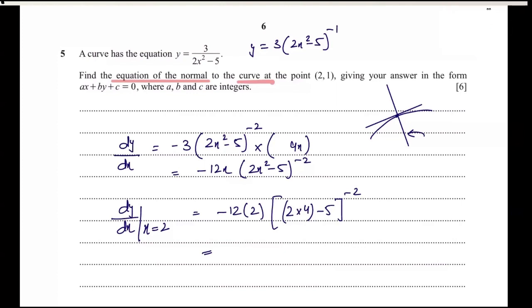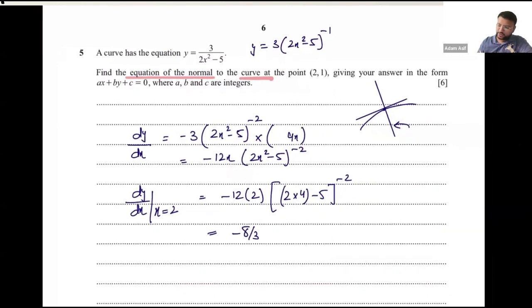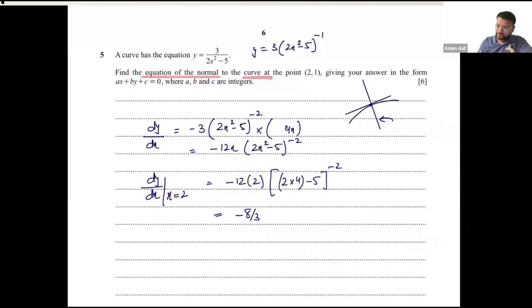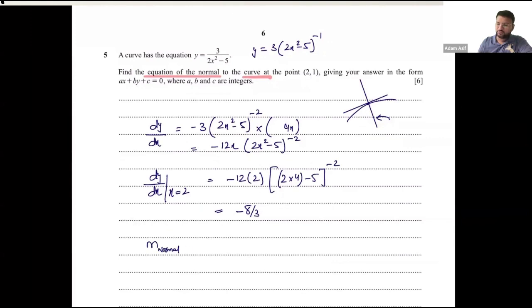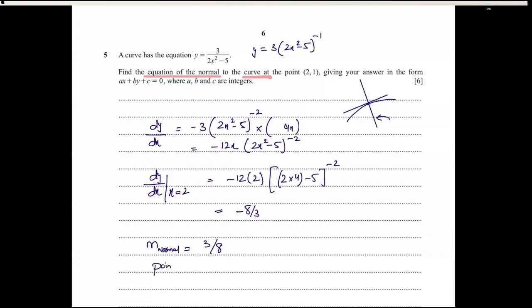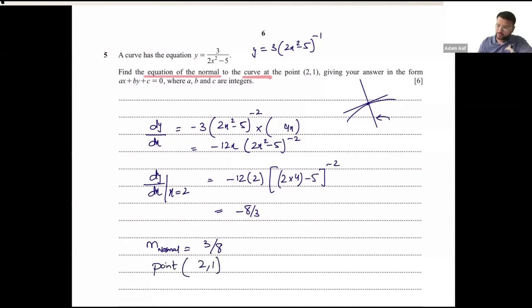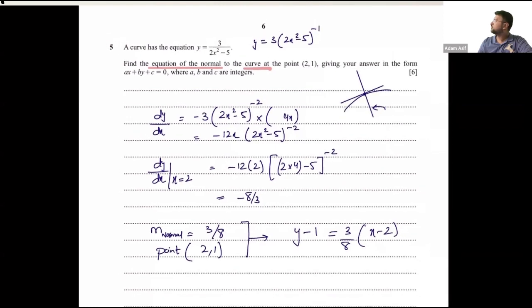So I got minus 8/3. If the gradient of the tangent is minus 8/3, then the gradient of the normal line would be the negative reciprocal, 3/8. And the point it is passing through is 2, 1. So the equation would be y minus y1 equals m times x minus x1. That's the equation of the normal.